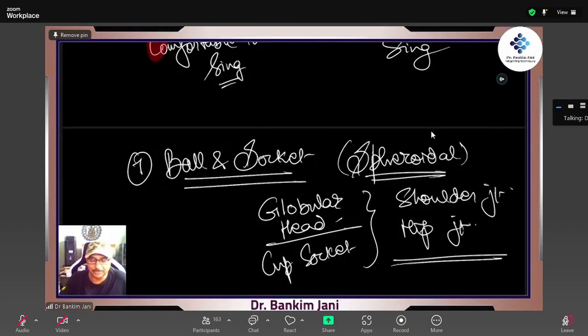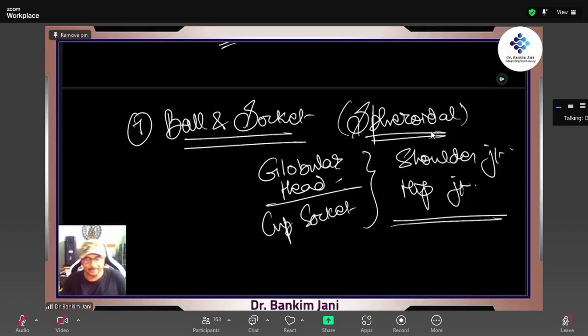Finally, this is the ball and socket, that is, spheroidal. This is the easiest to understand. There is a globular head, right? And then there is a cup. So that head goes inside and then the movement is spheroidal.